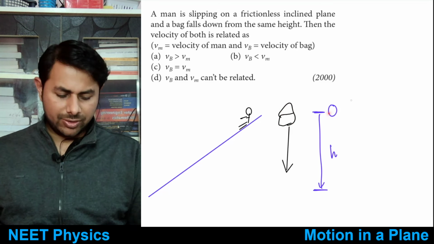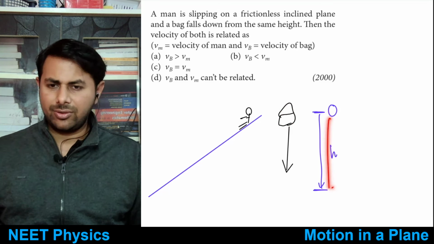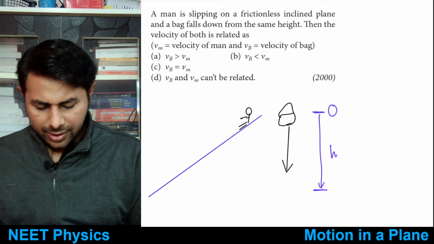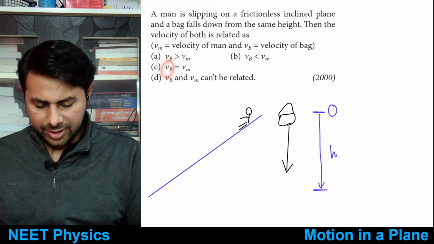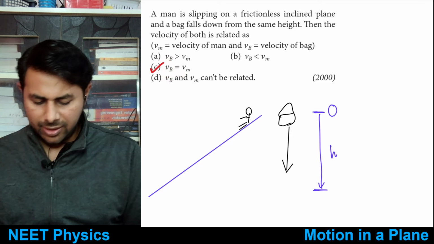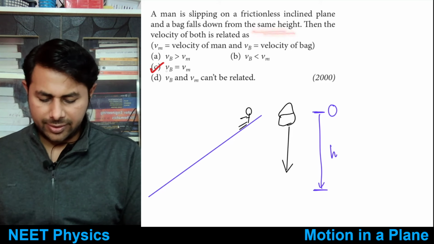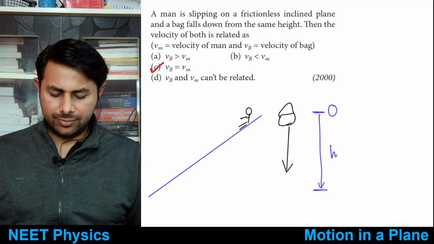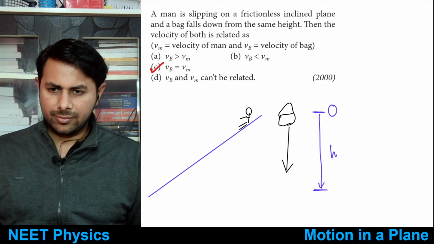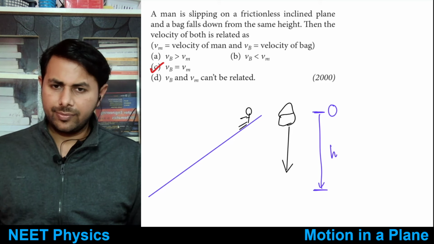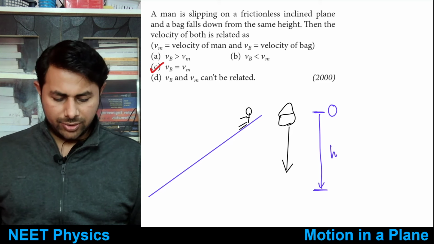So initially he will have some potential energy, it gets converted to kinetic energy. That's it. And that's why speed of man and speed of the bag will be same if they fall through the same height. Same height is given, that's why. Okay. All right. So this is also a simple question.